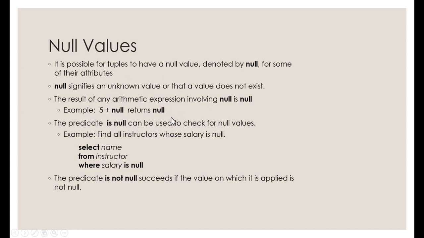The predicate is null can be used to check for null values. So select name from instructor where salary is null. Okay, so this will find all of the instructors whose salary is not known, or is null. So we're using the keyword is null. Then the predicate is not null succeeds if the value is not null. Okay, so if there is a value, then it's going to be returned. So is not null is the exact opposite of is null.